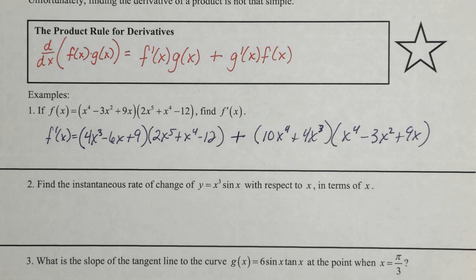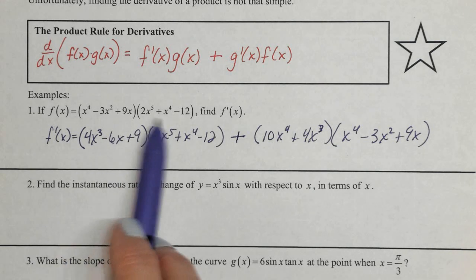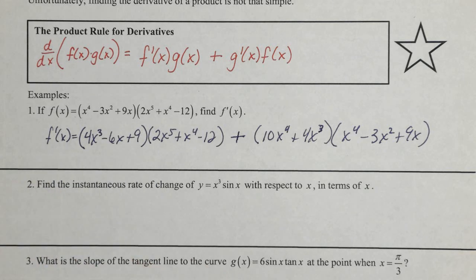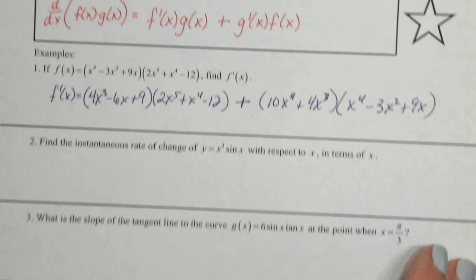Much less time than it would have taken to multiply, distribute, combine like terms, and take the derivative of each piece. Much quicker. That's the product rule.